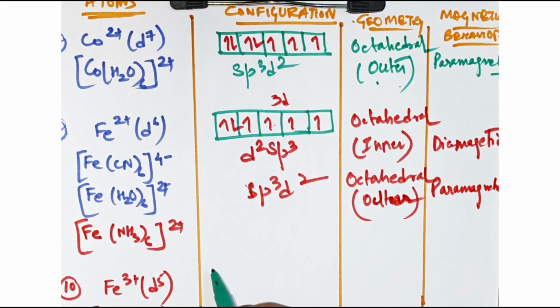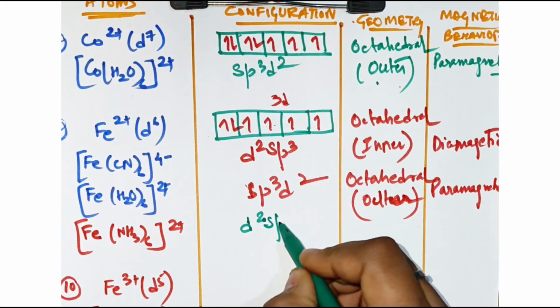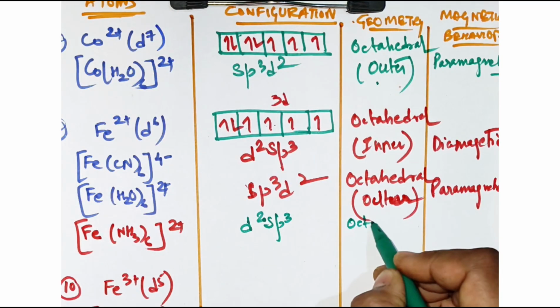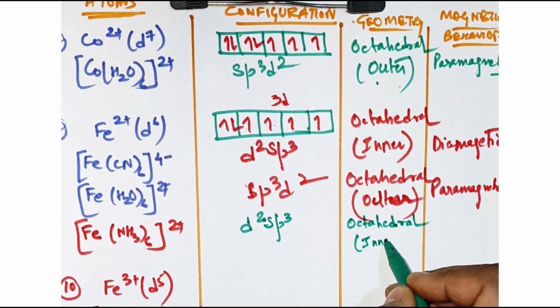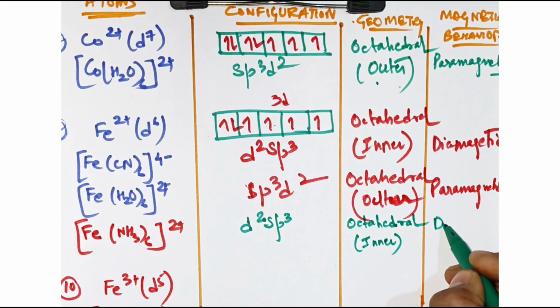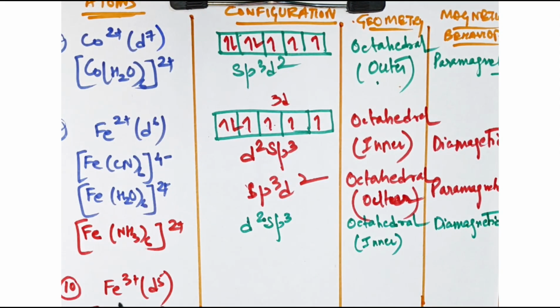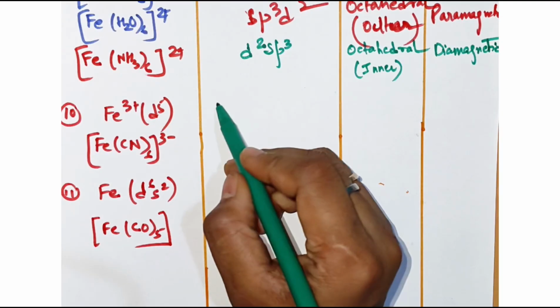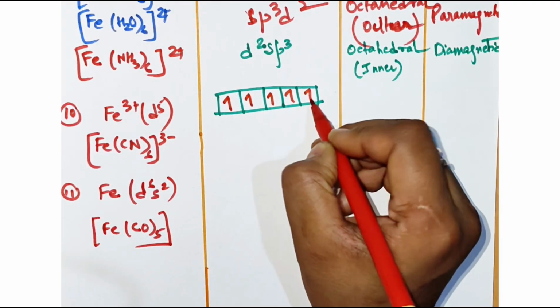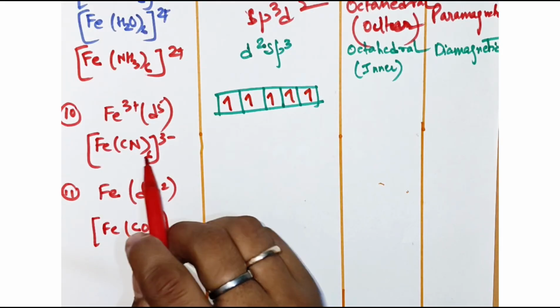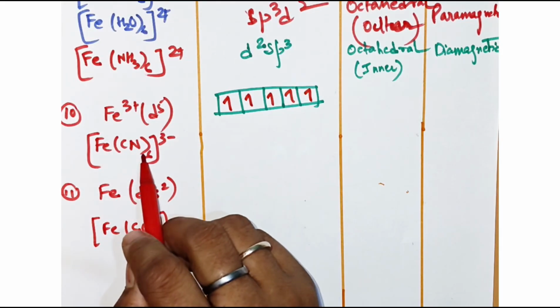Okay. Now this again here ammonia NH3, d2sp3. Again it is your octahedral. This is your inner orbital complex, diamagnetic. Fe3 plus. Now this one, see how many electrons, d5. Okay, so d5, now see here again Fe3 plus, so 6 cyanide molecules.